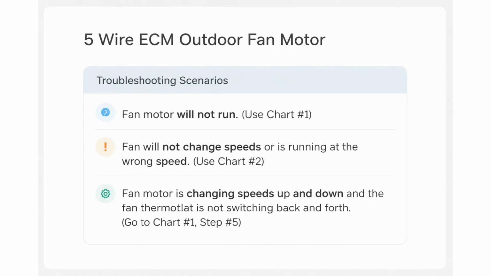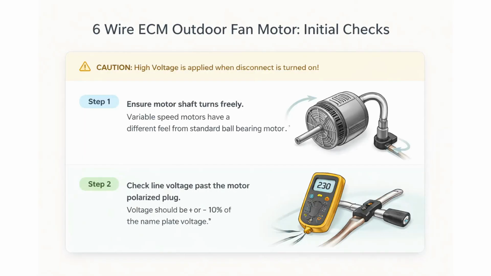Transitioning to outdoor units, the 5-wire ECM outdoor fan motor has specific troubleshooting paths depending on the symptom. If the motor will not run at all, you follow the first diagnostic chart. If it runs but will not change speeds properly, you use the second chart. And if it is erratically changing speeds without a thermostat command, there is a specific step in chart 1 to address that.